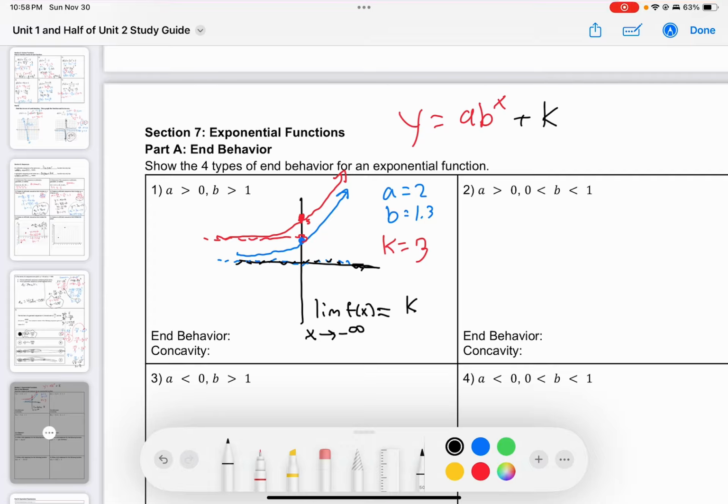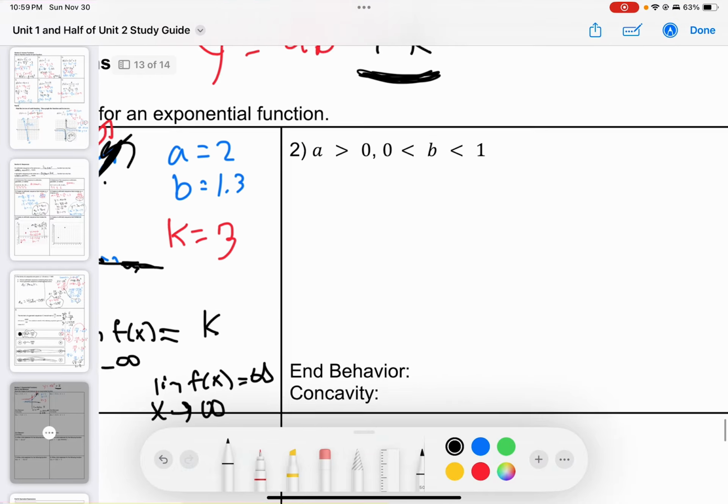On the right side, as this goes to positive infinity, where are we going? We're clearly going to positive infinity. So that's a little bit of a trick on these. Just be careful for k's, all right? Just think about if we're adding to this function, that's going to move it up or down. If k is negative, it's going to shift the function down. If k is positive, it'll shift the function up.